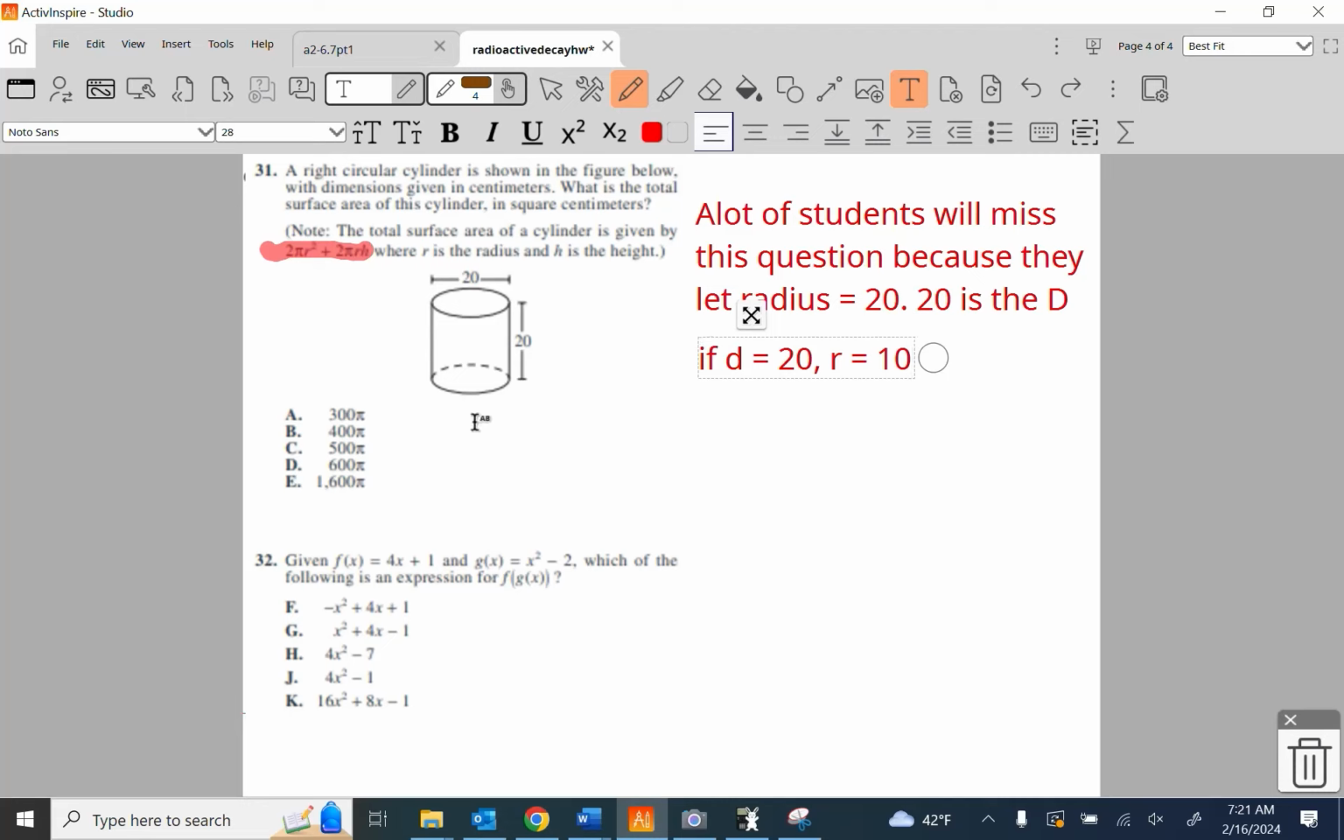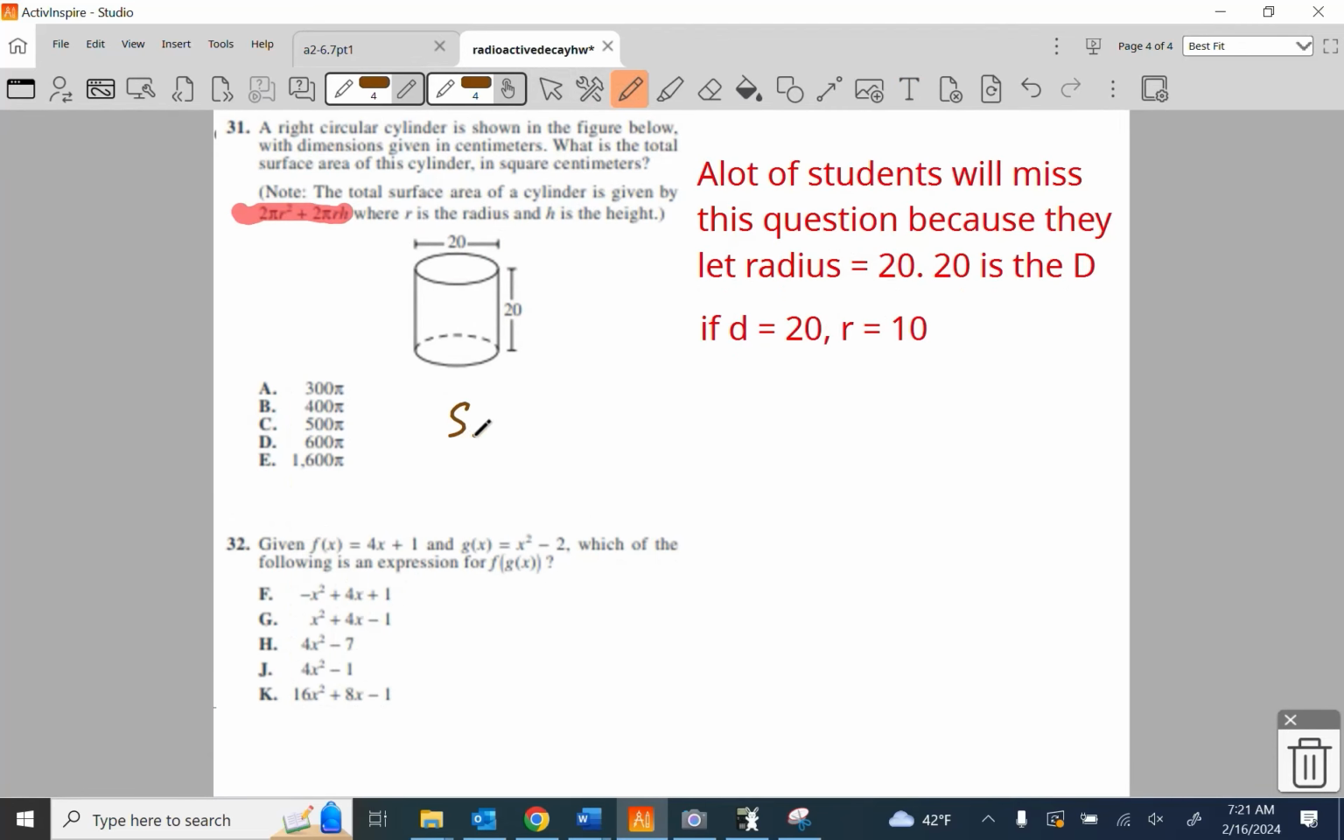Anyway, the surface area of this thing, not volume, surface area has to be 2 pi times 10 squared plus 2 pi times 10 times 20. That's going to be 100. 100 times 2 is 200 pi. 10 times 20 is 200, times 2 is 400. So we're looking at 600 pi. Not a hard problem.